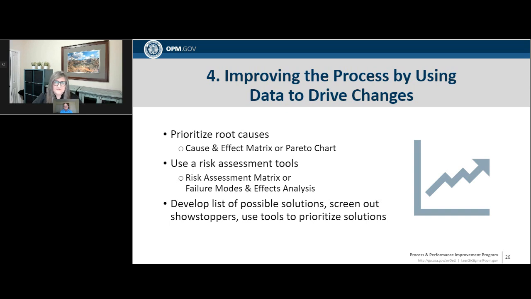So moving into improving the process by using the data to drive those changes. As John had mentioned, we've gathered some data, we've analyzed it, maybe we've written a white paper on it, maybe we've done the research, provided the report out, but how do we actually utilize this to make the changes?